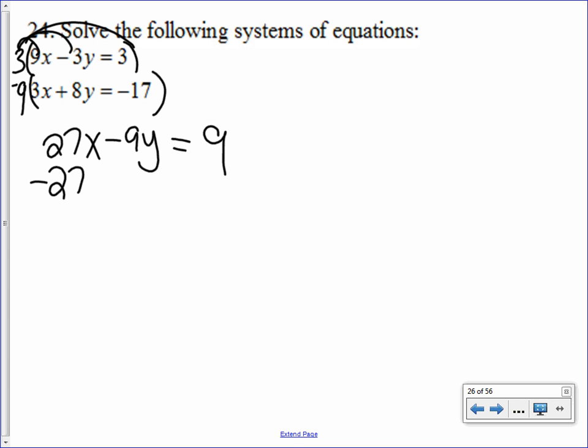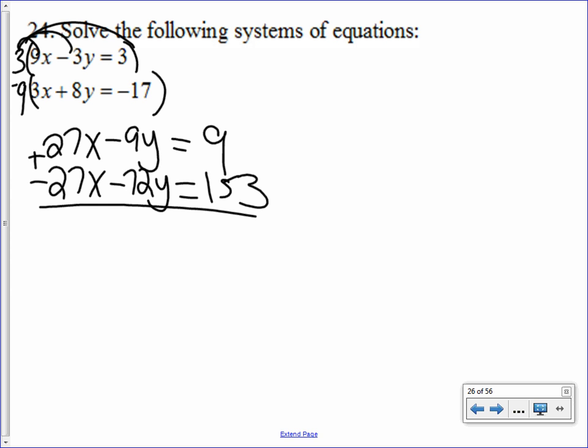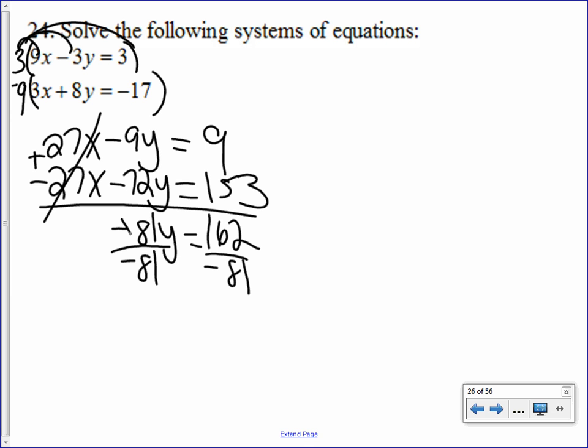And we got negative 27x minus 72y equals 9 times negative 17, which is something. Let me get my calculator, 9 times... That must be 153. Hope so. Add those together, x's cancel. Negative 9 plus negative 72 is negative 81y. 9 plus 153 is 162. I solve the equation, divide by negative 81, divide by negative 81. Y equals, sure enough, negative 2.